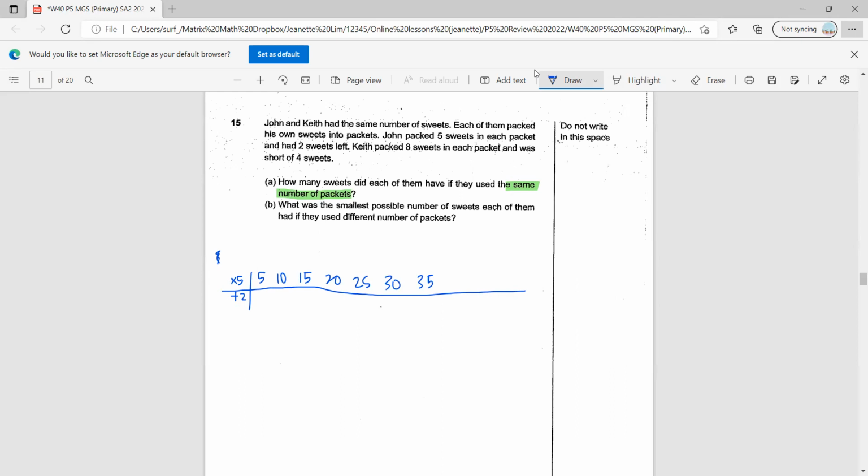Can you do the other method? The listing method, not this method. This is listing, isn't it? But there's another method. Keith will be 8 in each packet. Short of 4 will be minus 4. If it's the same number of packets, your number of packets must be the same. So you do like that: 1 packet, 2 packets, 3 packets, and so on. Must match.